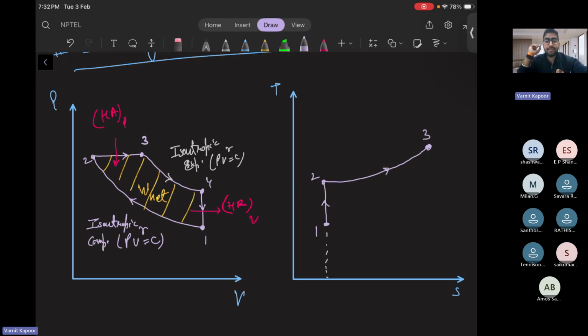Then 3 to 4 is your isentropic expansion. Again at constant entropy, temperature is decreasing, because you are doing an expansion. And then the final is heat rejection at constant volume. When you are taking out the heat, again temperature will drop further. So 4 to 1 is your heat rejection at constant volume.